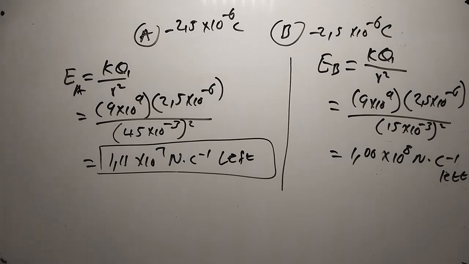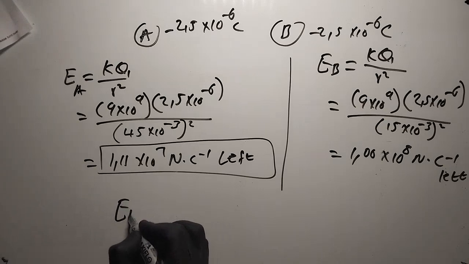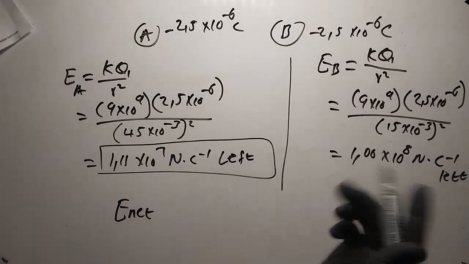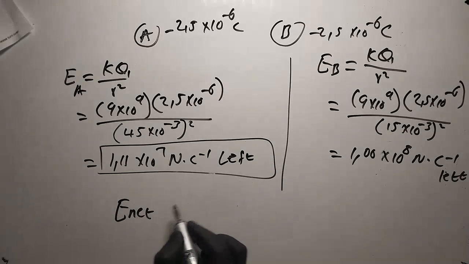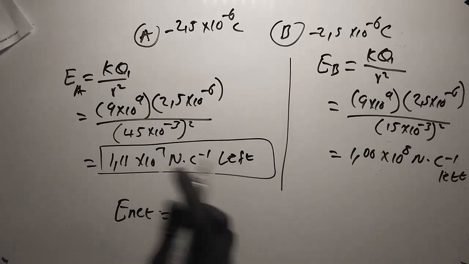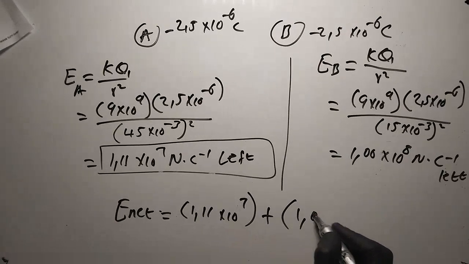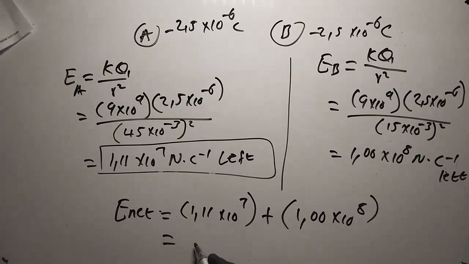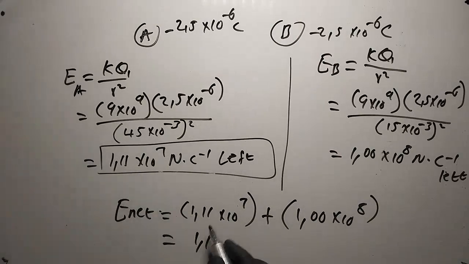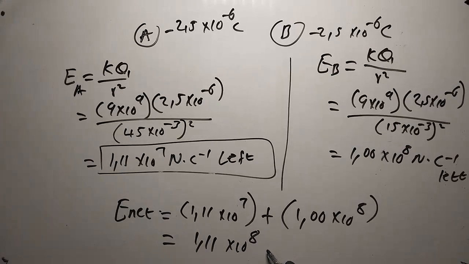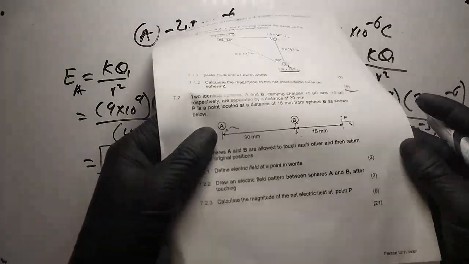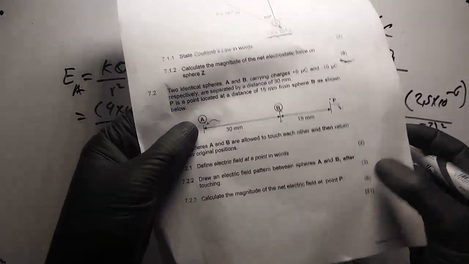Now the last part, we need to get the net electric field. Since they're both pointing in the same direction, you're going to add them. E net is equal to this one plus this one: 1.11 times 10 raised 7 plus 1.00 times 10 raised power 8. Then the answer is 1.11 times 10 raised power 8 Newton per coulomb. The direction is left because it's going to the left. So that's all about this question. It was 21 marks. You see how easy it is, just 21 marks. I hope everything was understood. So I'm done with this part.